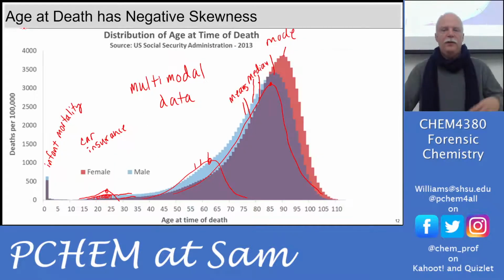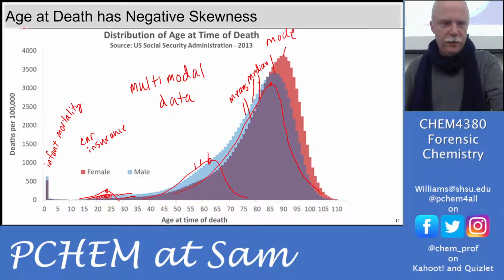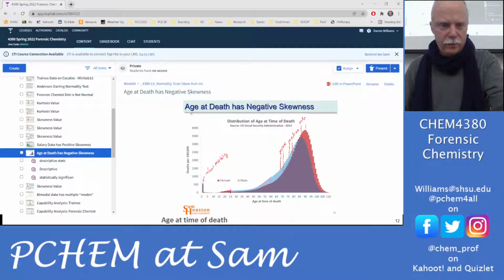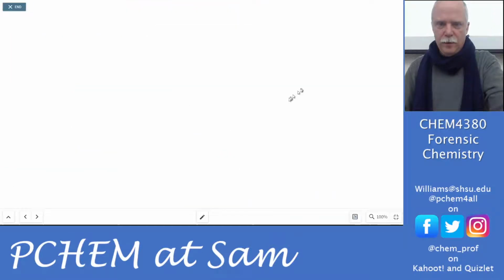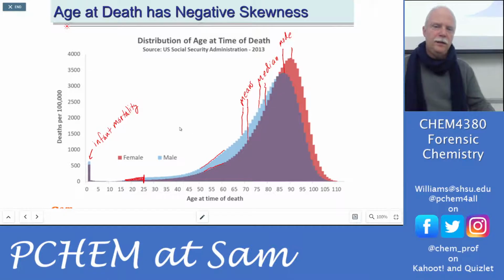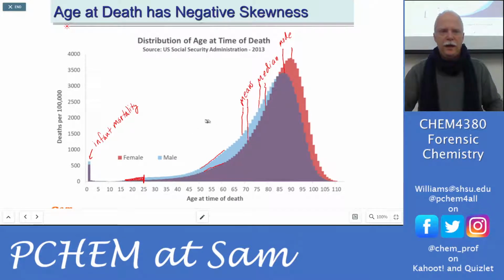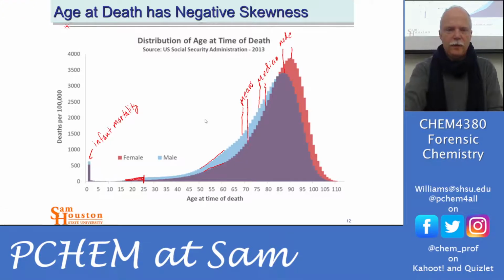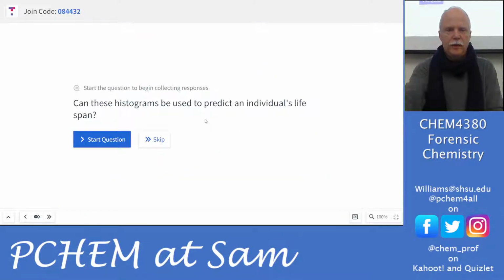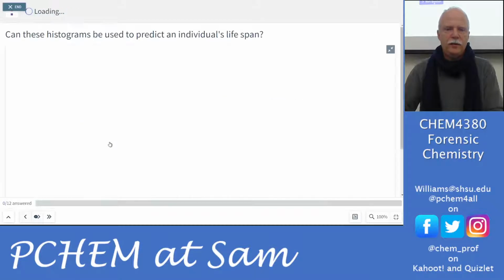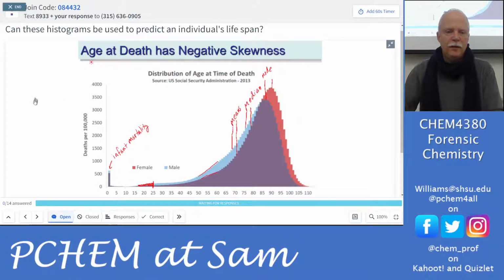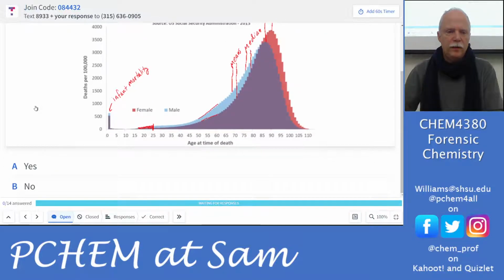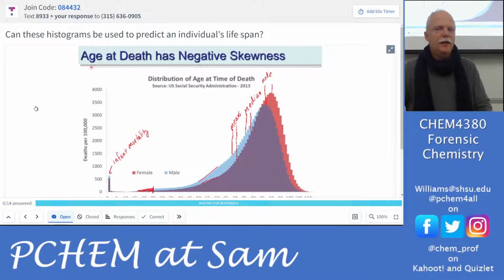So let's back up here for this distribution and do a top hat. Okay, so here is our data points, our age at death. And we're going to ask some questions. Can these histograms be used to predict an individual's lifespan? Okay. Can these histograms be used to predict an individual's lifespan?